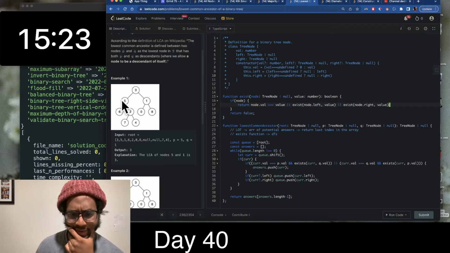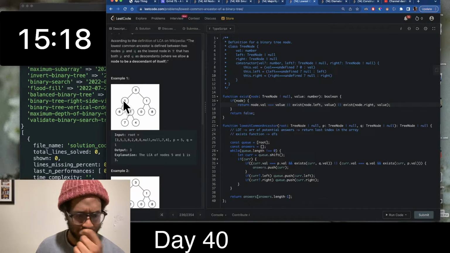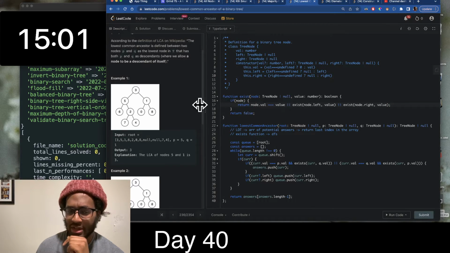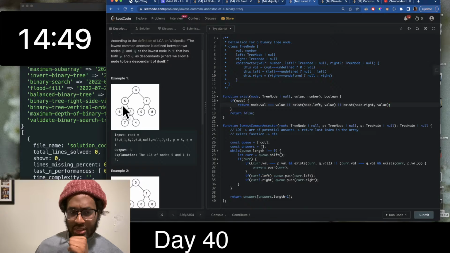And so given 5, if we're looking for 4, we're going to say, okay, 5 exists. Does 5 equal 4? No. Let's check the left subtree. Does 6 exist? So now we're going to check if it exists. Does 5 equal 4? No. So we're going to do or exist of node.left. So we go to 6. Does 6 equal 4? No. So we do exist of left. Right doesn't exist, we return false.